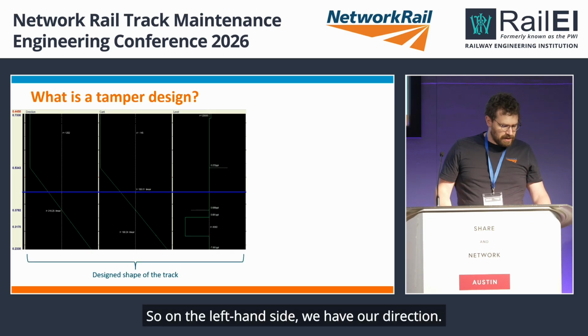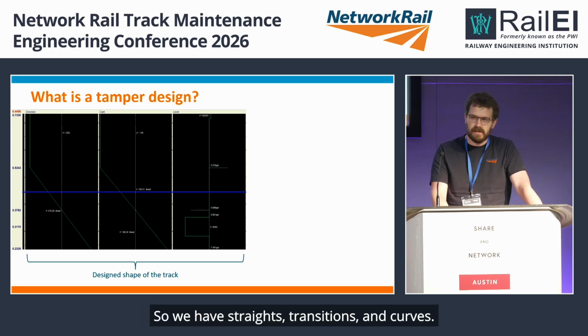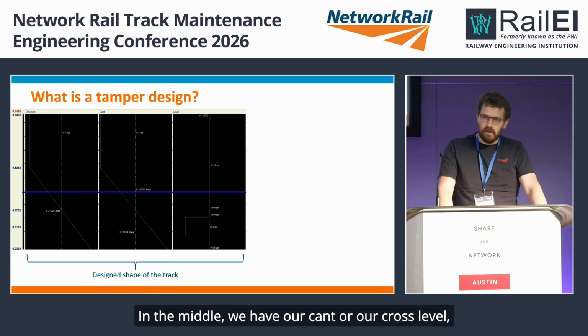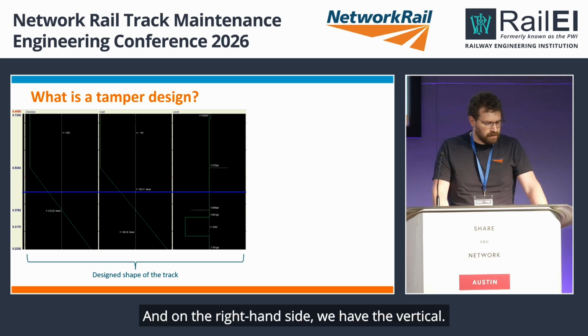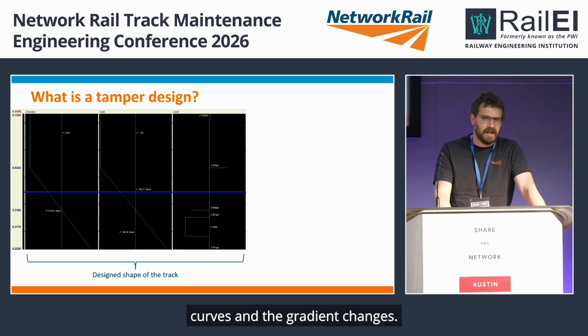So on the left-hand side, we have our direction. So we have straights, transitions, and curves. In the middle, we have our cant or our cross level, which should match our curvature in its shape. And on the right-hand side, we have the vertical. So that is the vertical curves and the gradient changes.